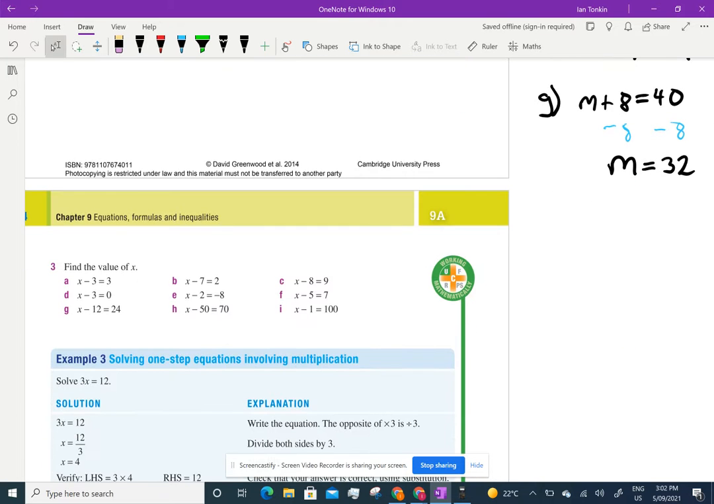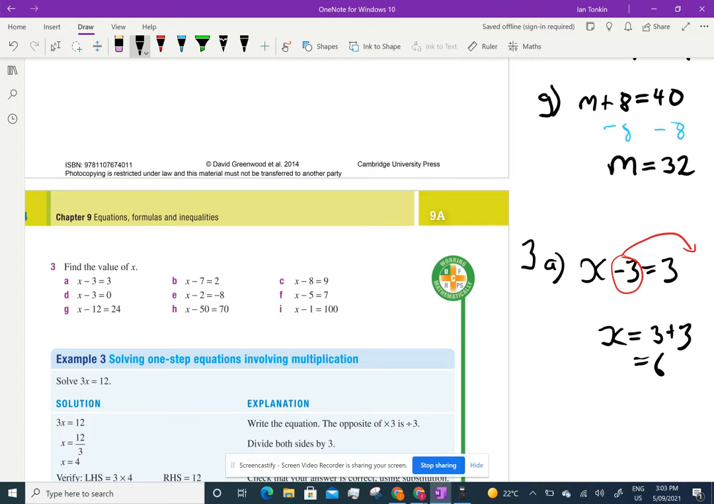Here we go. Question 3. These are really easy. These are one-step equations again. I've got x minus 3 equals 3. Now, this time, let's think about just taking that 3 over the other side. And to take it over, we add it. So we get 3 plus 3, which equals 6. It is the same thing. If I add 3 to both sides, I get the same thing.